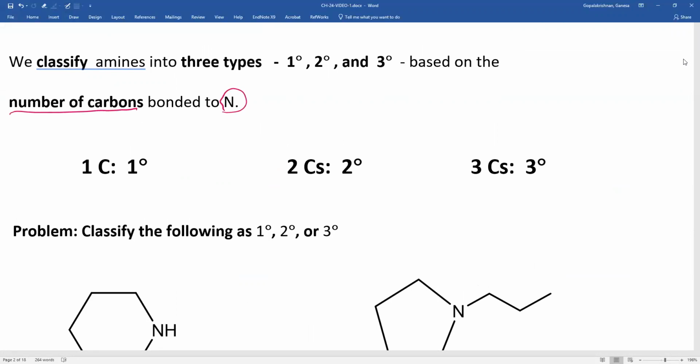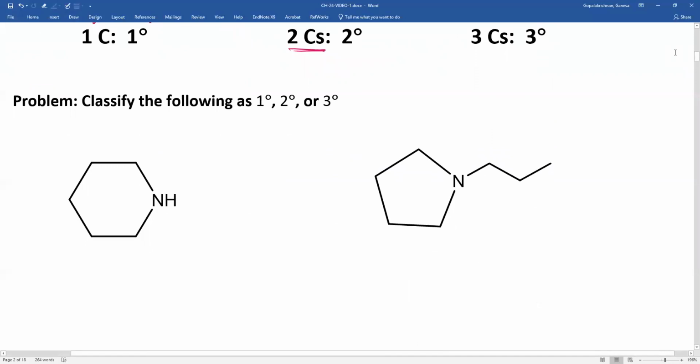If the nitrogen is bonded to 1 carbon, it is a primary amine. If the nitrogen is bonded to 2 carbons, it is a secondary amine. If the nitrogen is bonded to 3 carbons, it is a tertiary amine. I have a problem here. We can solve it quickly. Look, the nitrogen is bonded to 2 carbons, so it is a secondary amine. In this case, the nitrogen is bonded to 3 carbons, so it is a tertiary amine.